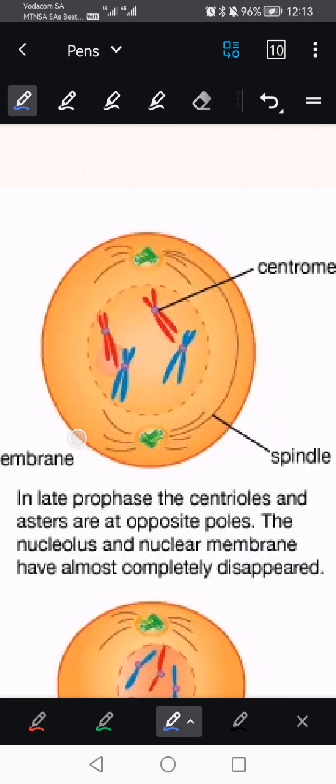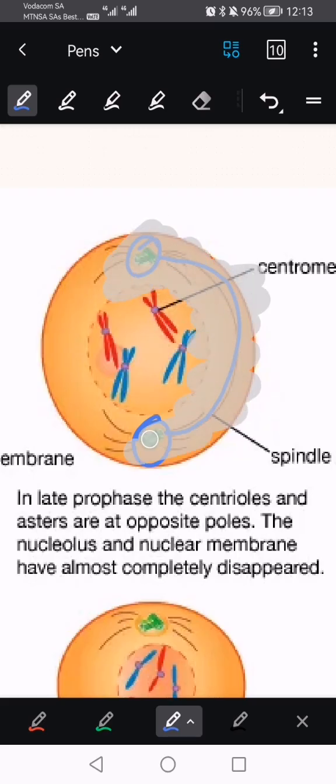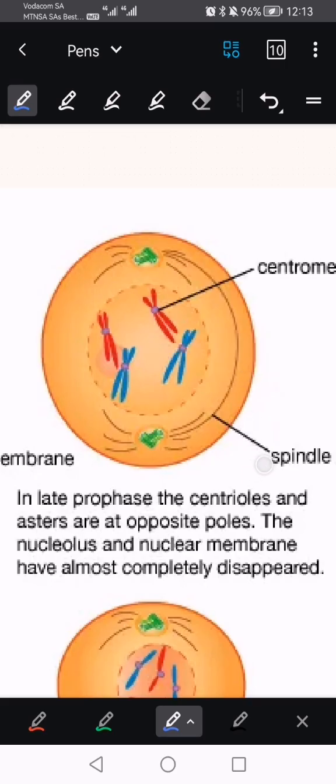Now, in the late prophase, the centrioles and asters move to opposite poles, which is just what I said. The nucleus and the nuclear membrane have completely disappeared. And what forms between these, they say asters, but we can just say centrioles, what forms between the centrioles is called spindles or spindle fibers, right? And what attaches the chromatids of the chromosomes to one another is called the centromere, right? So please understand the difference between centriole, centromere, chromatid and chromosome.